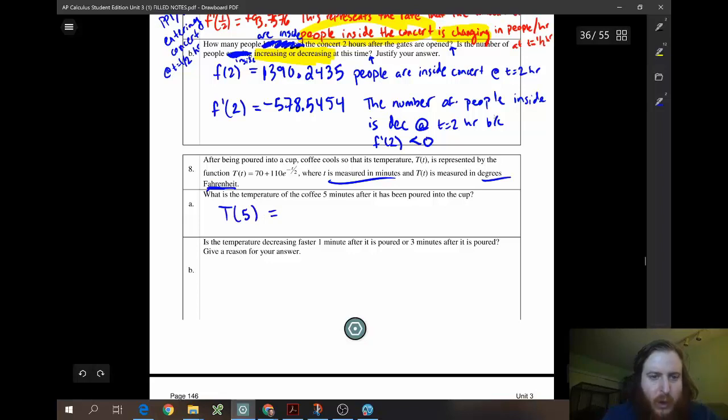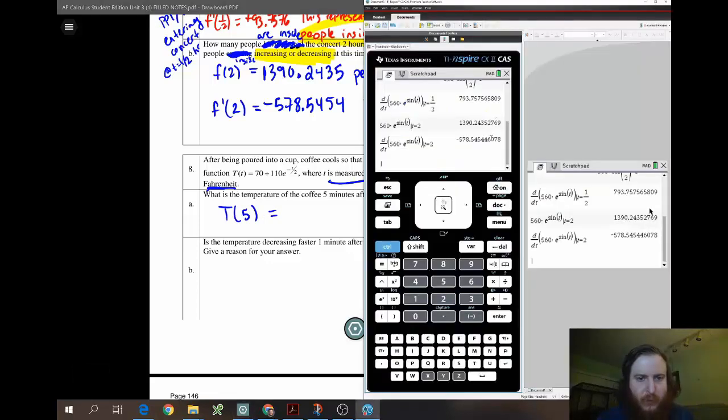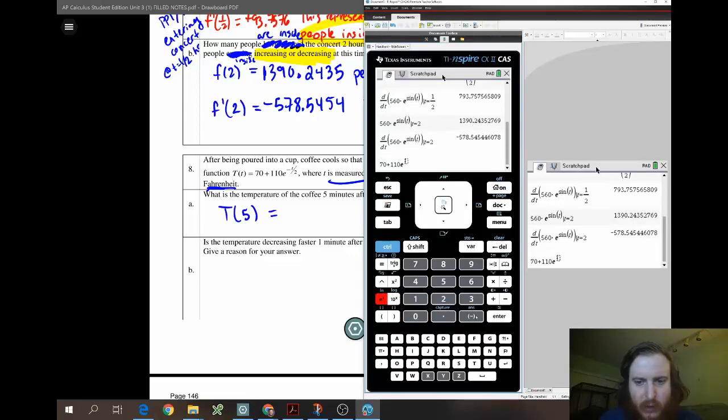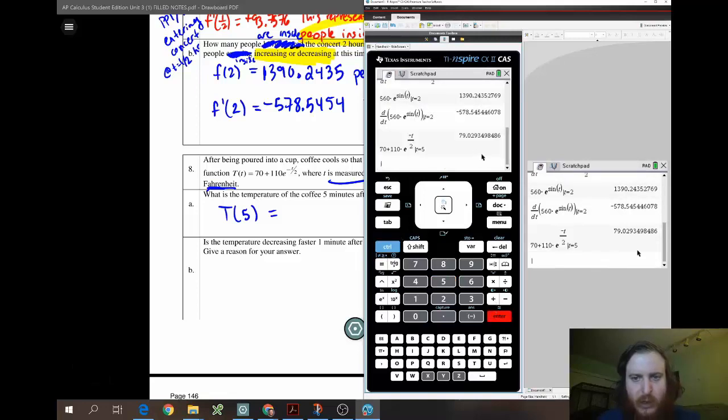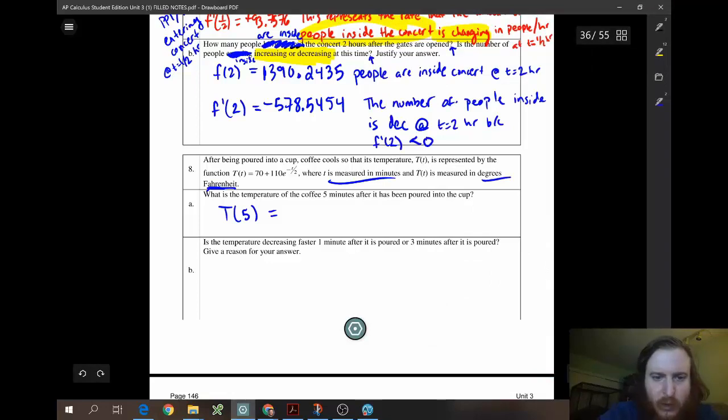So we're going to just come over here and type in 70 plus 110 e to the negative t divided by 2, and then put the right arrow so we're down here, and then control equals at time equals 5. And I know I want a decimal, so control enter. 79.0293.